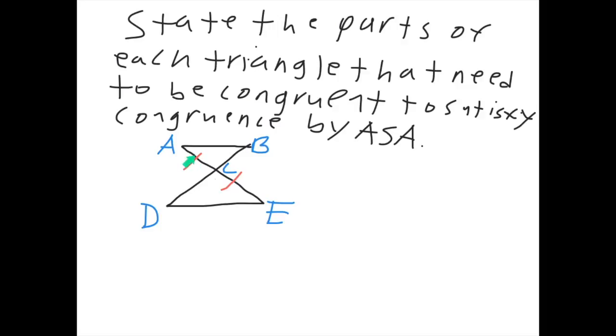And over here, we know this angle and this angle, the other one that this side is touching is angle A. So, for this to be true, angle A has to be congruent to angle E. And if that was true, then these two triangles would be congruent because of ASA.